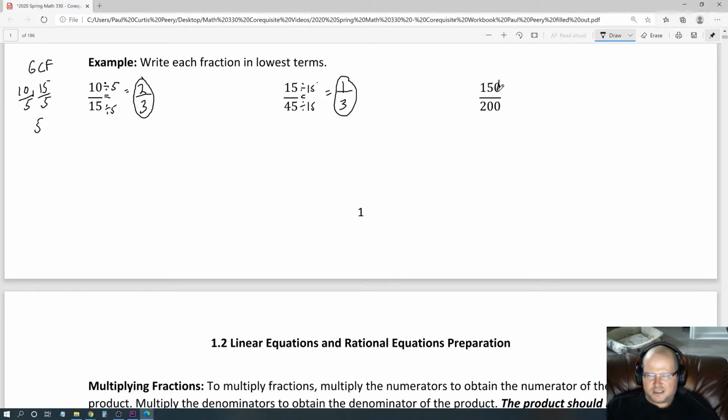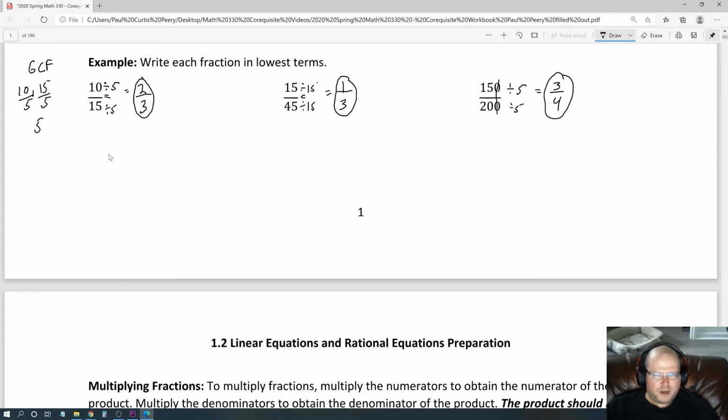So you can kind of eliminate these zeros if you want. And then what you can do is divide both of these by 5. And that would give you a 3 over 4. And since the largest thing I can divide into a 3 and a 4 is a 1, you know that is simplified, so you're done with that one.